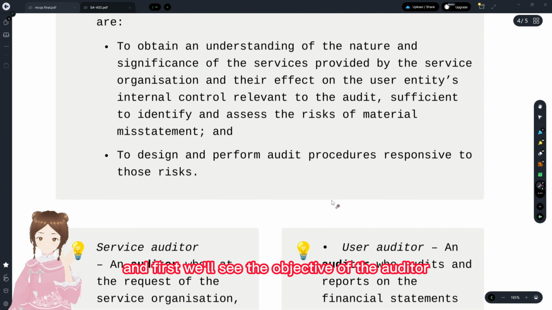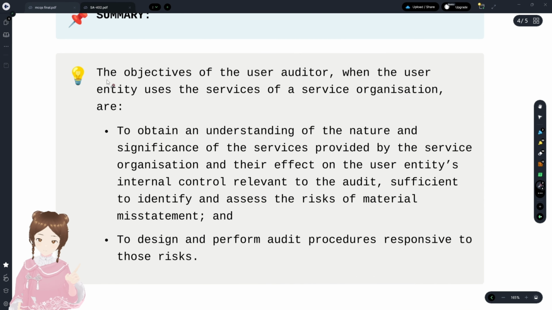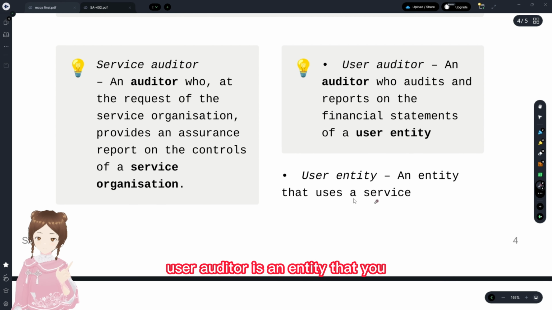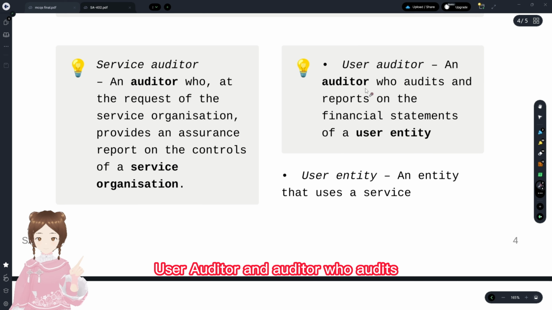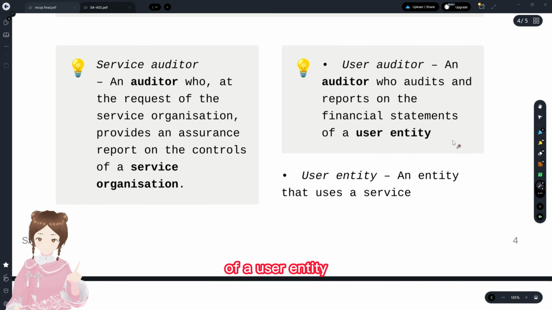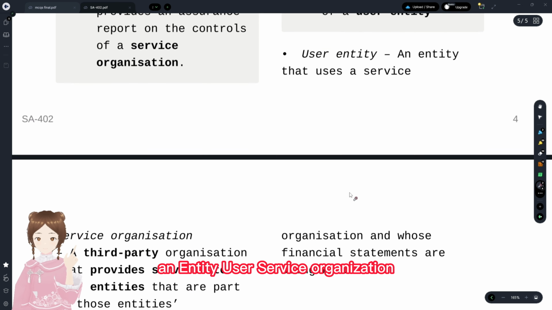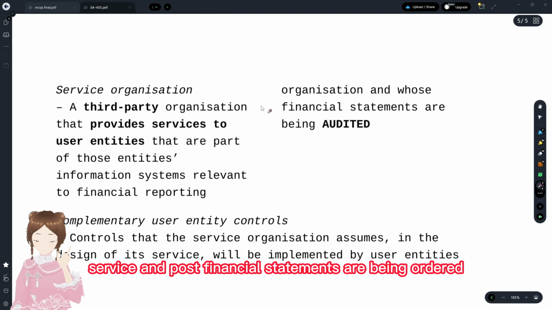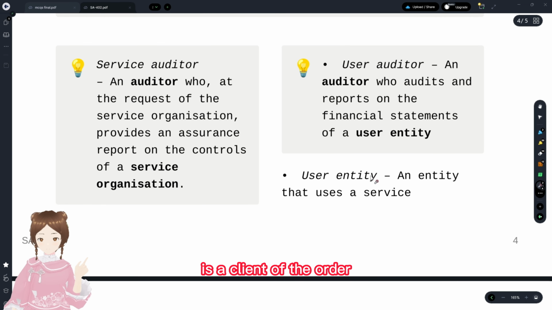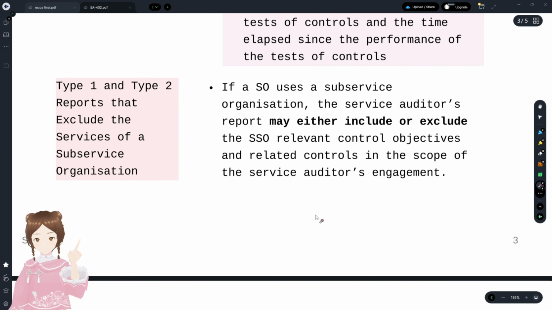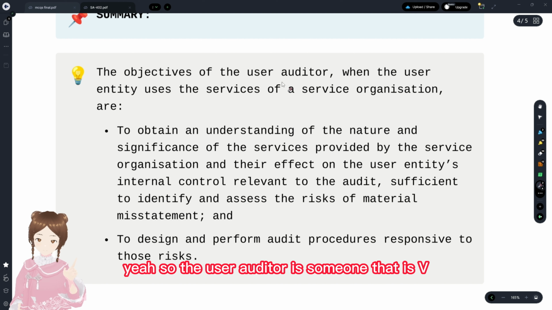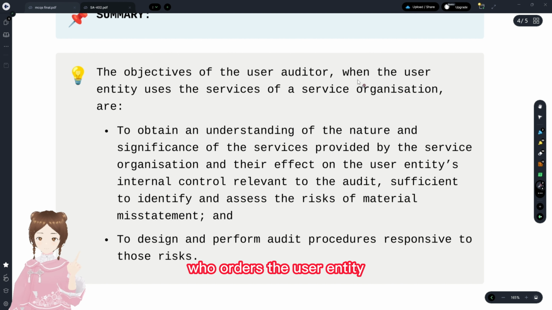First, we'll see the objective of the auditor with regards to SA402, the objective of the user auditor. Who is the user auditor? An auditor who audits and reports on the financial statements of a user entity. What is a user entity? An entity that uses a service organization's service and whose financial statements are being audited. This user entity is a client of the auditor, a company that we are going to audit. So the user auditor is we, who audit the user entity.